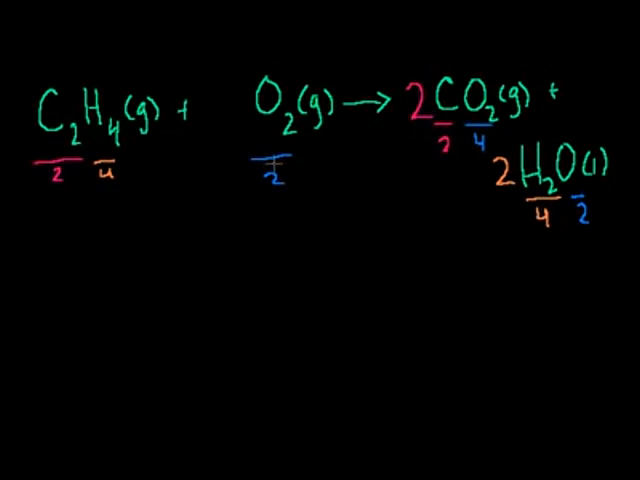So, how do I make this 2 into 6? I want to have 6 oxygens on the left-hand side as well. Well, if I put a 3 out here, now I have 6 oxygens. And my equation has been balanced. I have 2 carbons on this side, 2 carbons on that side, 4 hydrogens on this side, 4 hydrogens on this side, 6 oxygens on this side, and then 4 plus 2, 6 oxygens on that side.